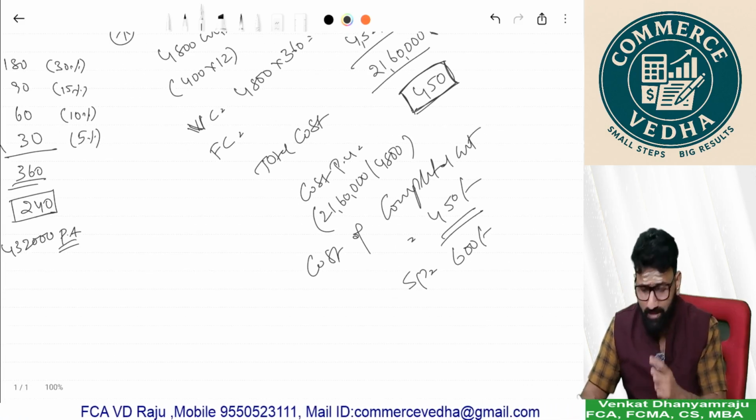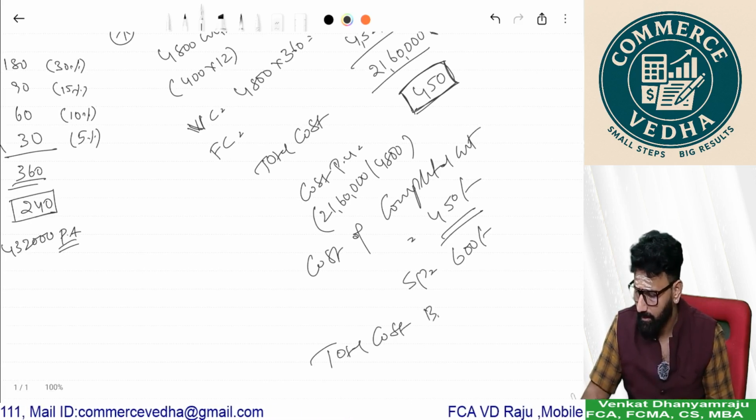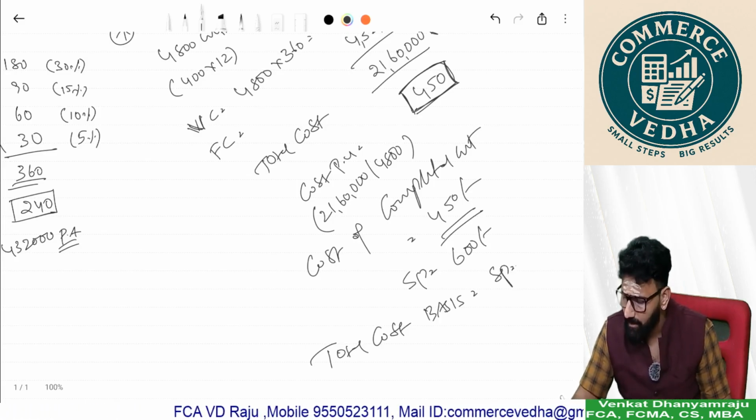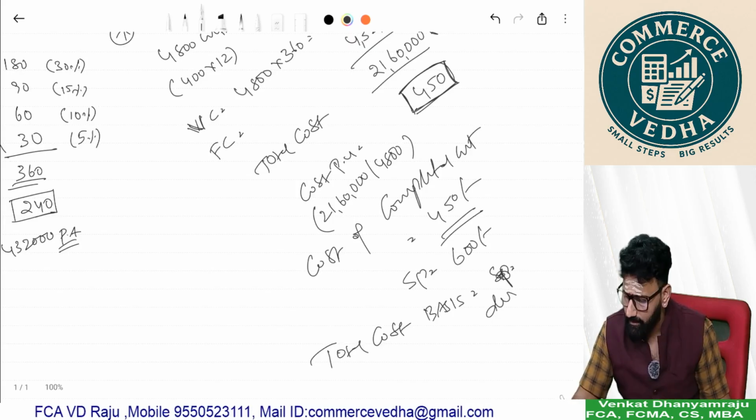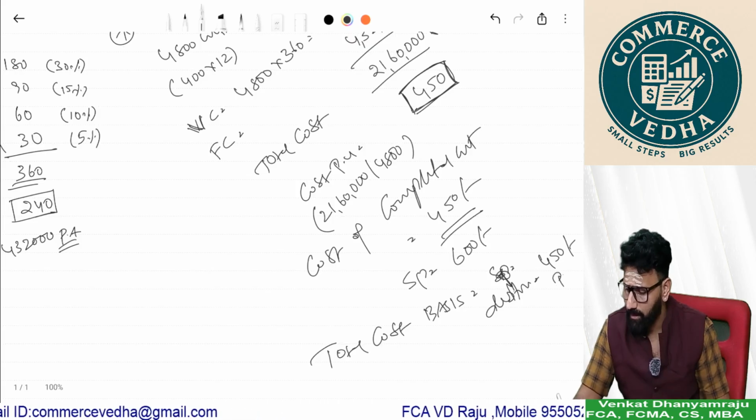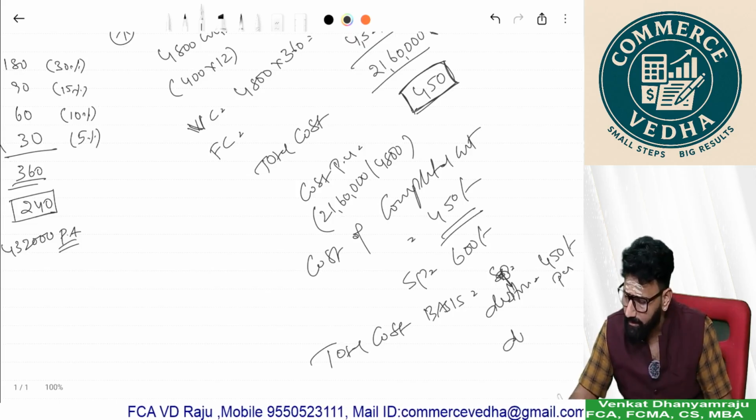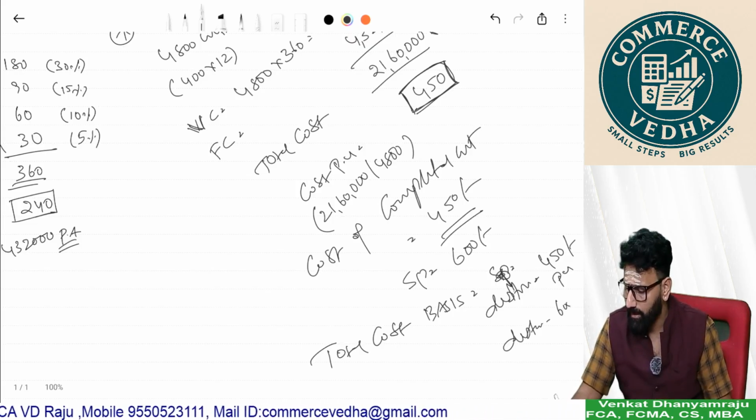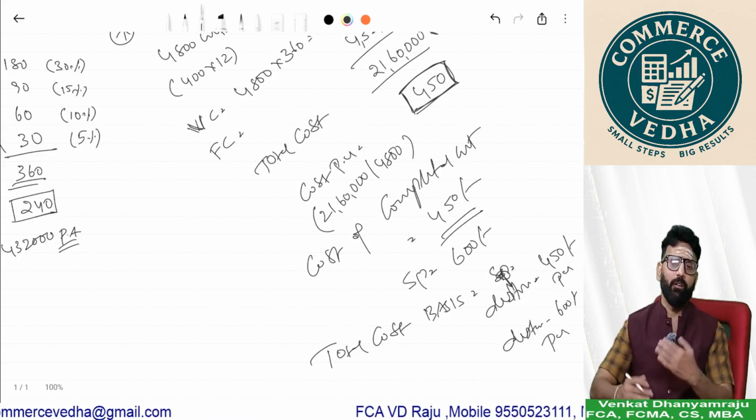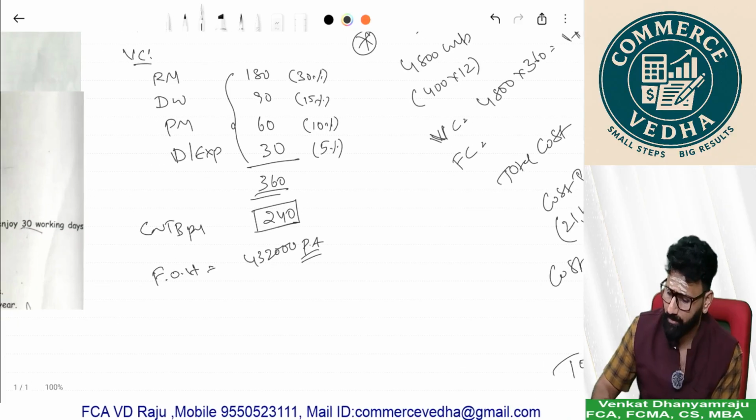If you do the sum on total cost basis, your debtors should be valued at 450 per unit. If you value on sales basis, your debtors should be valued at 600 per unit. You should give a comment whether you are taking debtors on sales or on total cost. This is very important. Now comes the question.